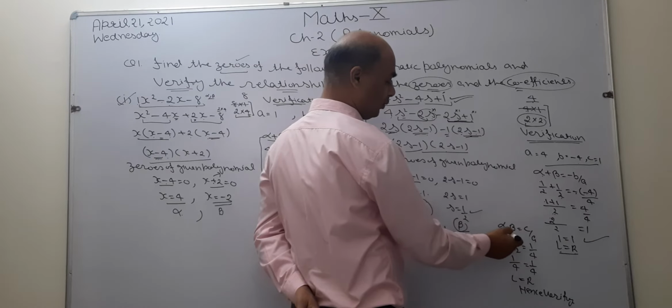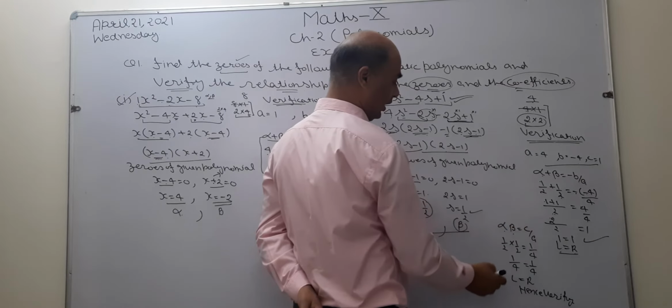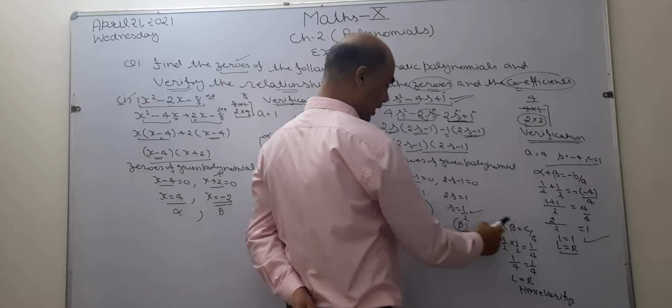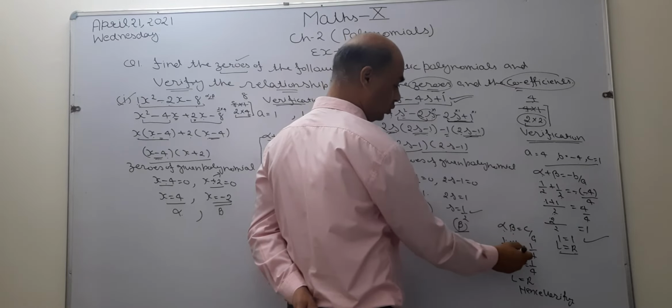What is the formula of product? Alpha beta is equal to C by A. Alpha is 1 by 2. Beta is 1 by 2. 1 into 1, 1. 2 2s are 4.